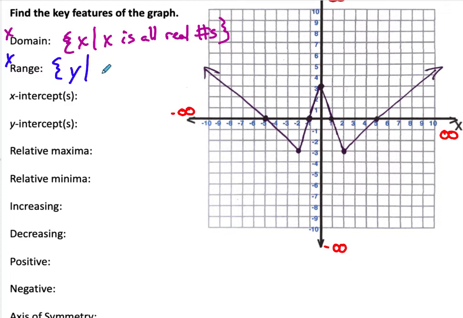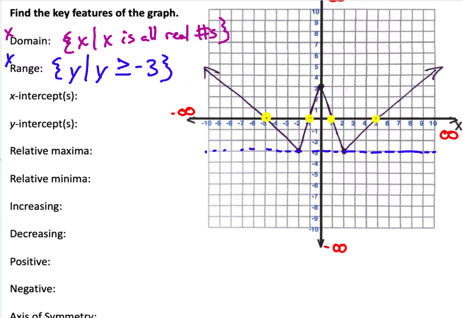So y such that y, you'll notice this time my y's are all headed up. They do go down, but they kind of stop and never make it lower than this. So that means y is greater than or equal to -3. That's the smallest it can get to. Okay. My x-intercepts, where I cross the x-axis, well, I've got a point here, here, here, and here.